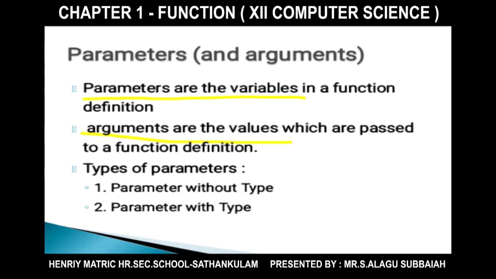There are two types of parameters. First one is parameter without type. That means here its type is not mentioned, whether it may be an integer or float, anything else. Next one, parameter with type. In this method, each parameter is attached with a data type.